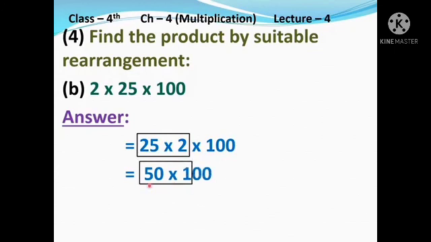Now, multiply 50 by 1. See, 50 multiply 1 equal to 50 and then place 2 zeros to the right side of the product. So, write down equal to 5000. Thus, 2 multiply 25 multiply 100 equal to 5000. Okay.